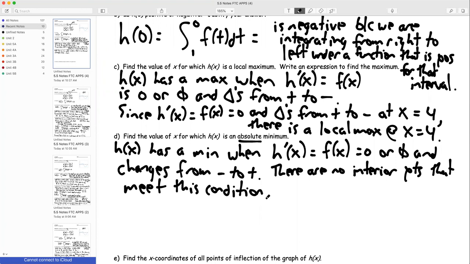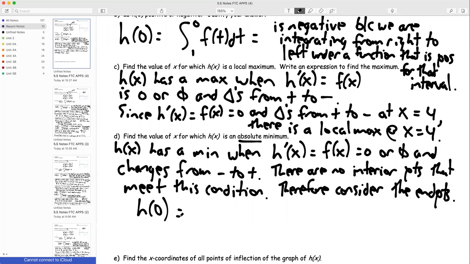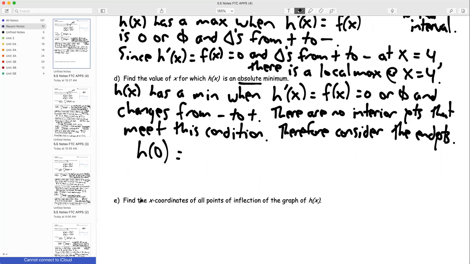So if that's the case, I got to check the endpoints. It's like a consider list. I got to make my consider list. Therefore, consider the endpoints. So I need to find the value of h of 0, and I need to find the value of h of 8. So I'm finding the integral from 1 to 0 of f of t dt.